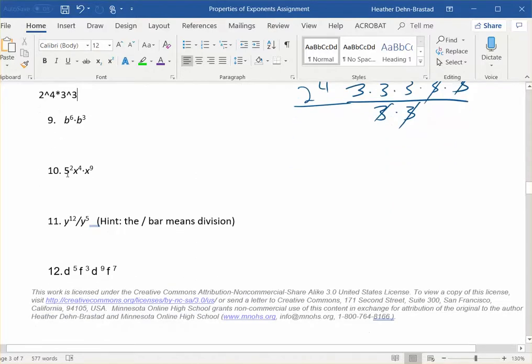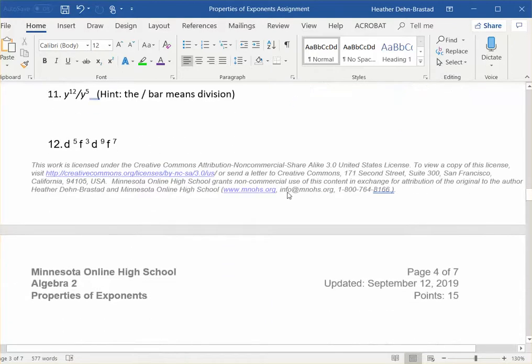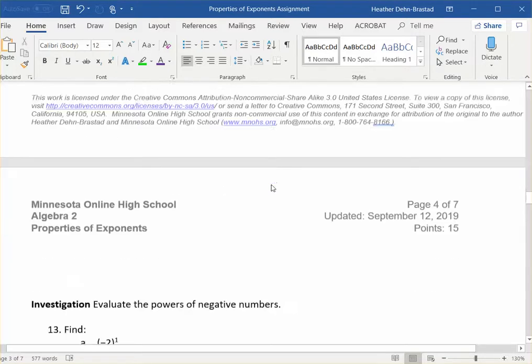If there's numbers, you do those separately. So 5 squared is 25. You could write it as 25, or you could leave it as 5 squared. And then you would do the x to the 4th times x to the 9th. Here's a division bar. If you have two different variables, remember that you can only put the d's together and the f's together.